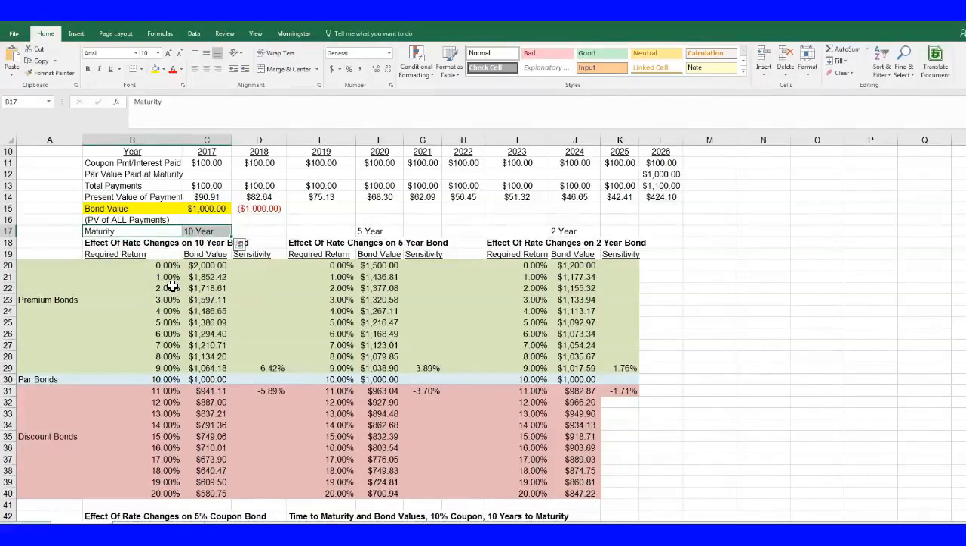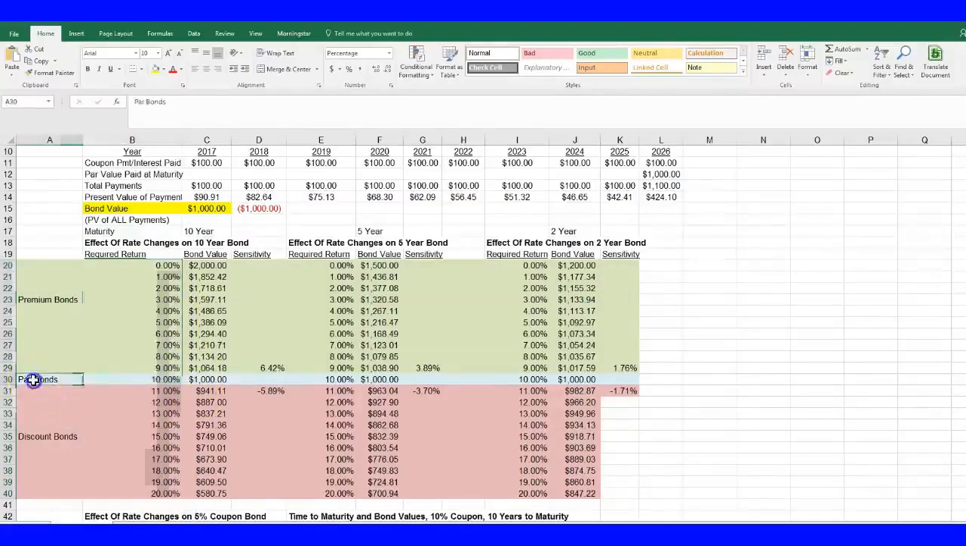Again, these rate changes could be caused by changes in interest rates in the overall economy, which will trigger a change in the interest rate required for this particular bond. So for example, if Treasury bond rates increase or decrease, then the required rate of return for our particular bond, its required yield to maturity, will increase or decrease as well. So what we have here is a range of different interest rates or required returns from 0% all the way to 20%.